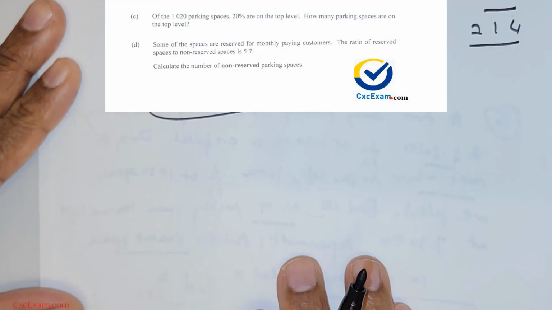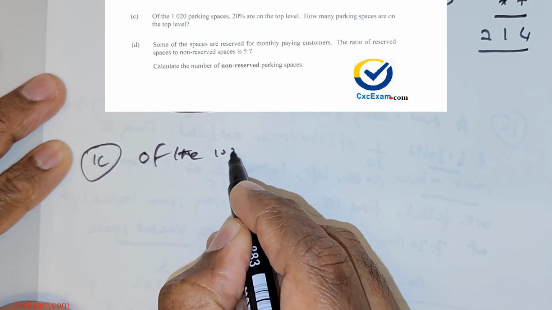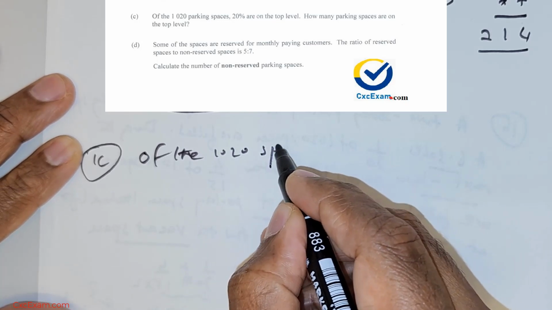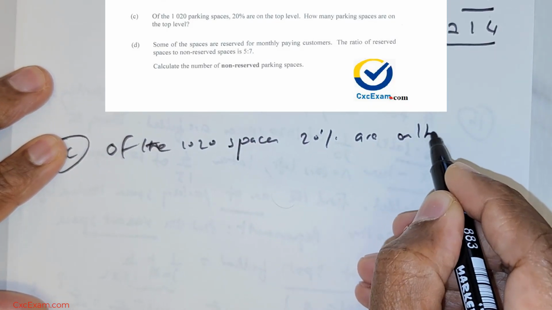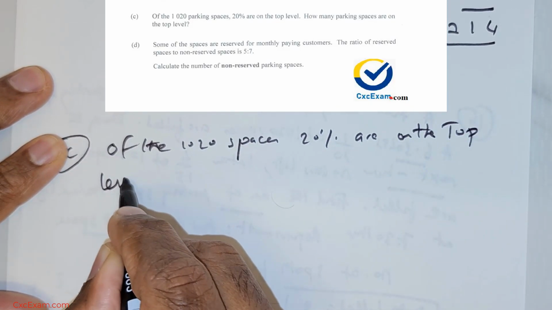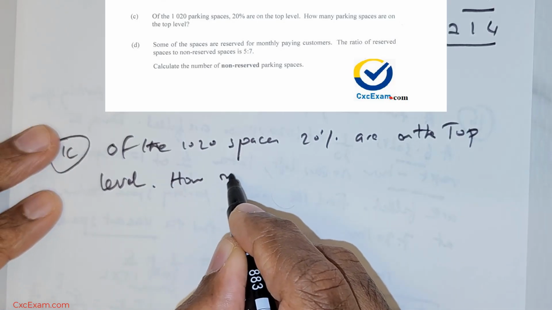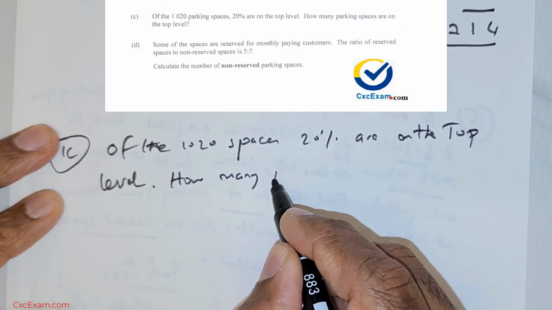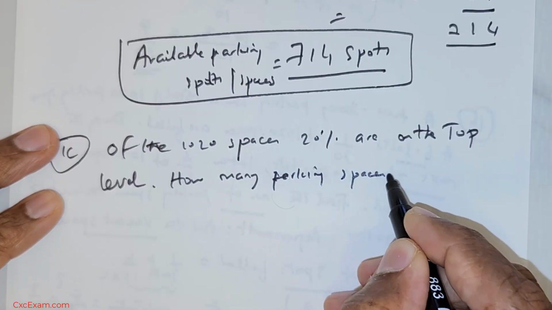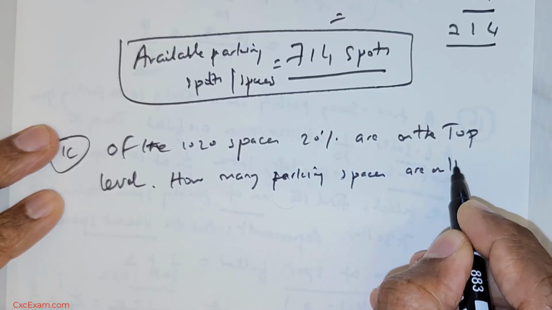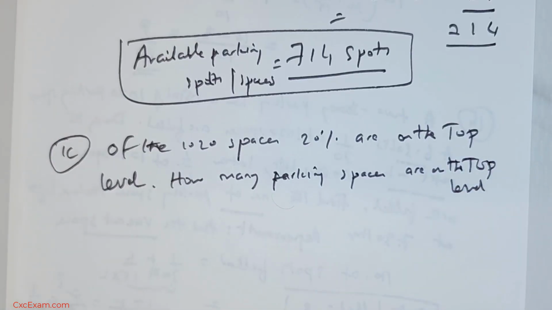Now this is part C. Part C says of the 1020 spaces, 20% are on the top level. Okay, so how many parking spaces are on the top level? So this is what is required.